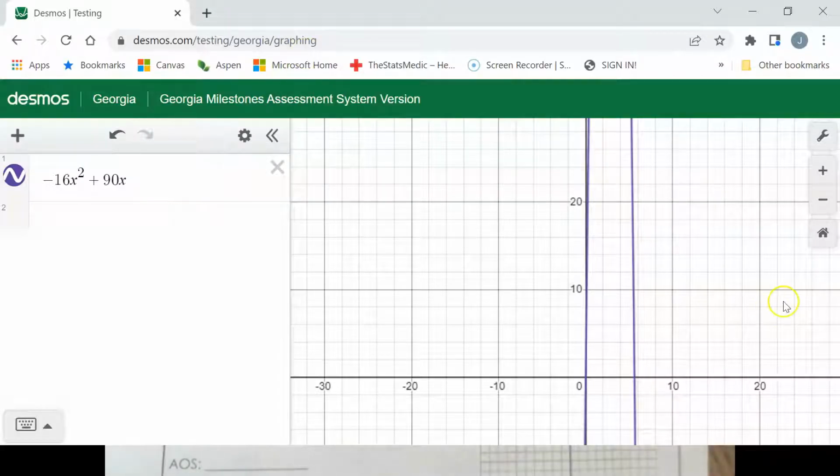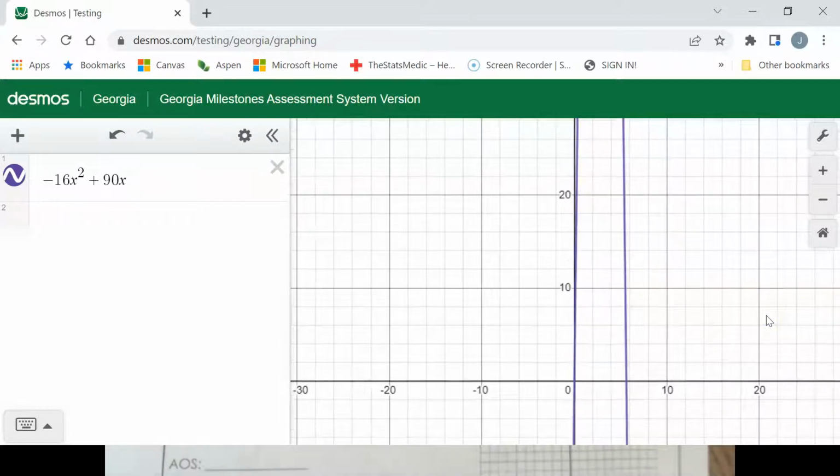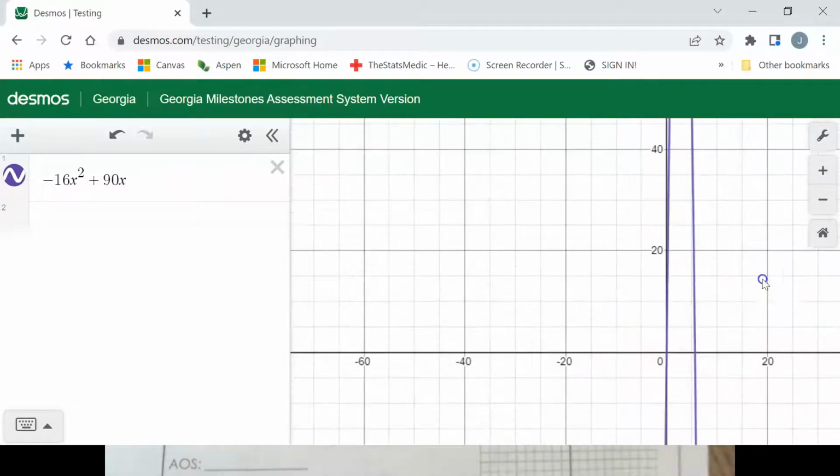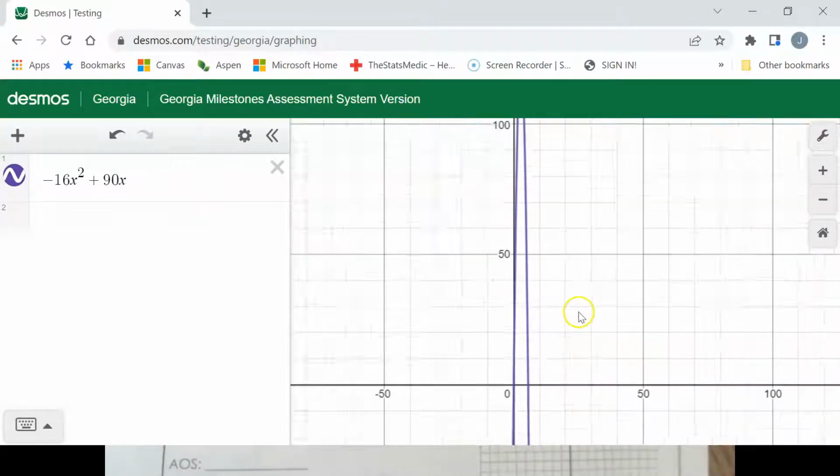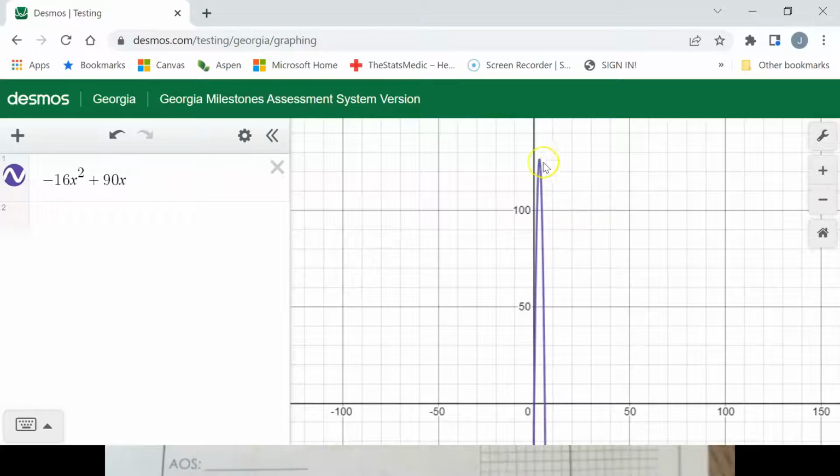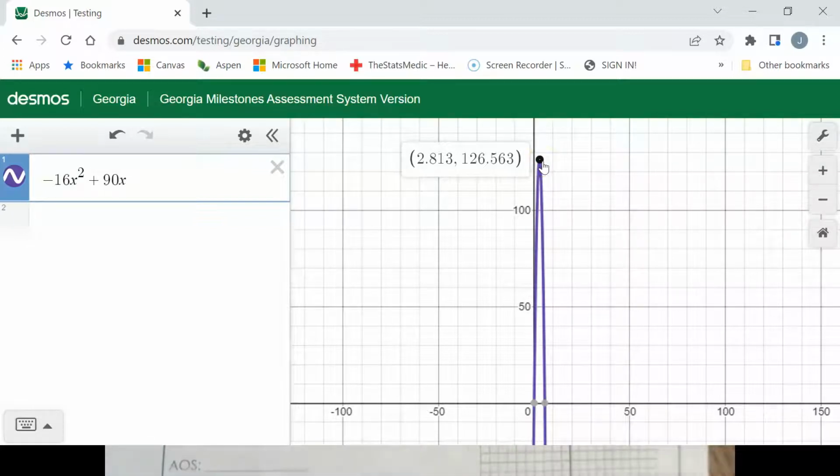Okay, let's go take a look at it. I've got it in here, and depending on how much you've zoomed in and out, this is pretty much what you'll see. But we can't see the top, so I'm going to keep zooming out and move it around so I can see the whole graph. Oh, there it is. It goes all the way up to here. So what is this very top spot? That very top spot where it turns around is 2.813.